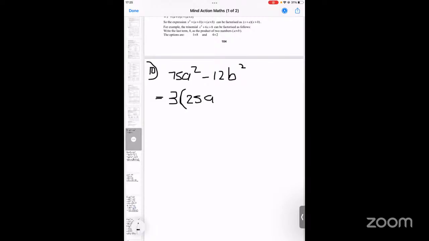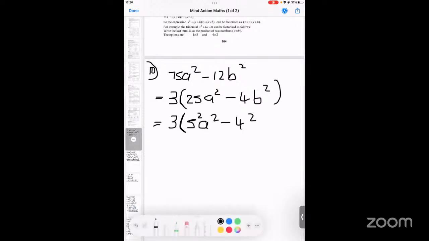a squared minus 4b squared. Okay. And then I said 3 brackets 5 squared a squared minus 4 squared, 2 squared b squared. Okay.